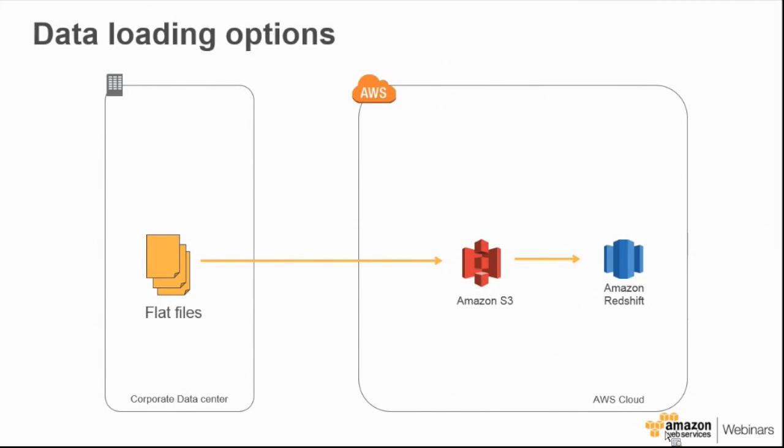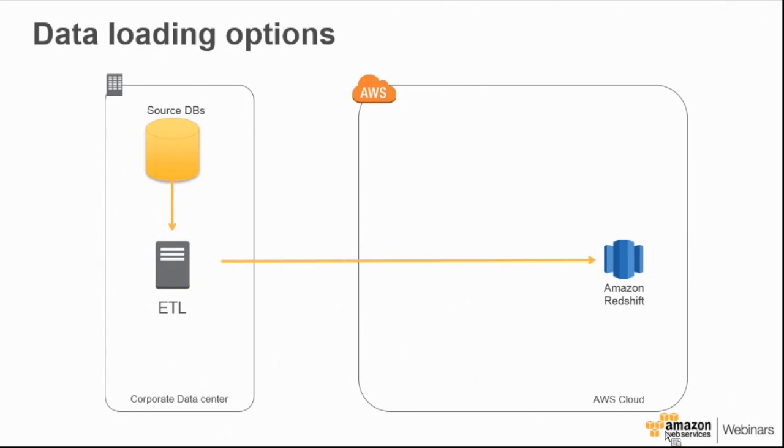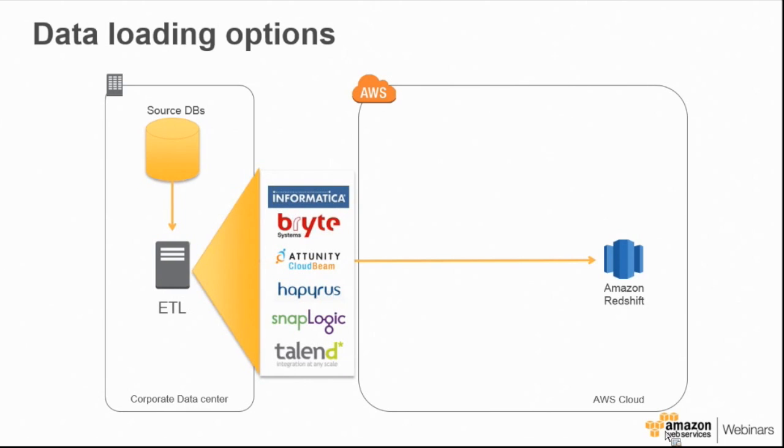So what are the options to load data? There are 3 different options that we're going to go over, and this particular option is what we're going to dive a bit deeper into. So you can use flat files on S3 to load data into Redshift. You can use a variety of ETL platforms, such as Informatica, Talend, SnapLogic, and others, to transform your data before you load into Redshift. All these partners have connectors to Redshift.